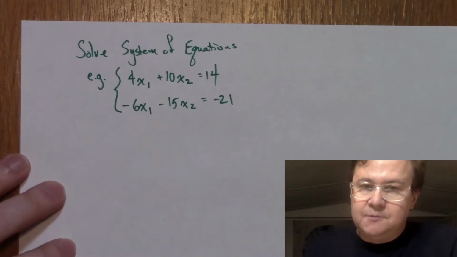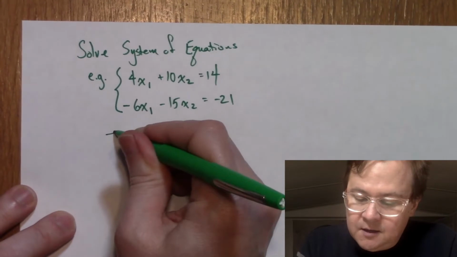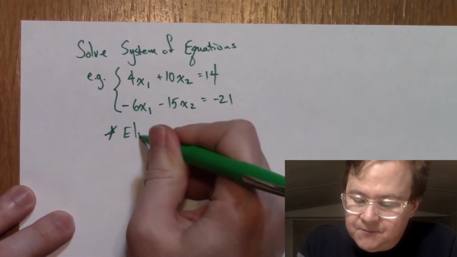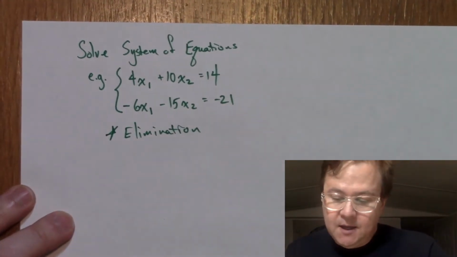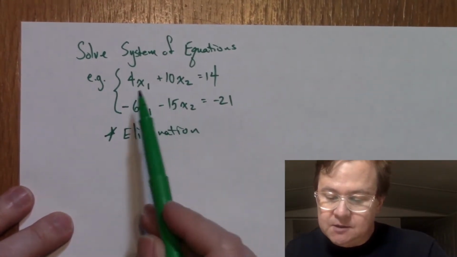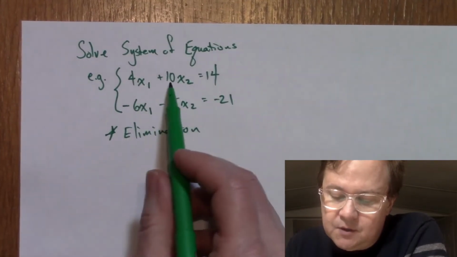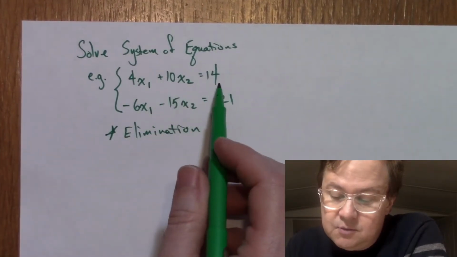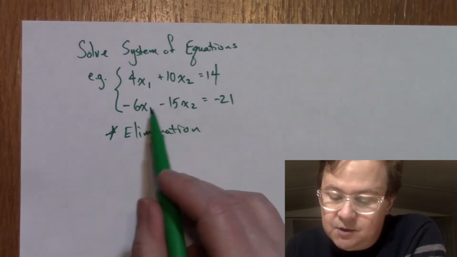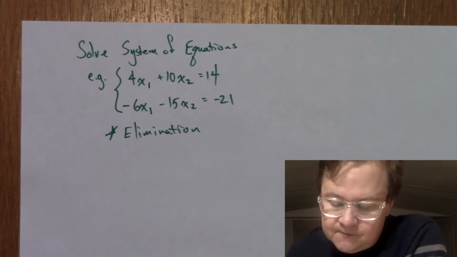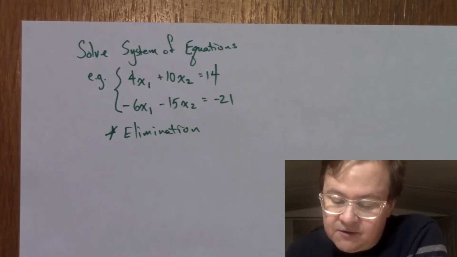Okay, in this example, I'm again going to be solving a system of equations. I'm going to be using the method of elimination. And as I look at these two equations, I notice right away that in the first equation, all three terms are divisible by 2. In the second equation, 6, 15, 21, all three of these are divisible by 3. So sometimes it's a good idea to even multiply by a fraction.